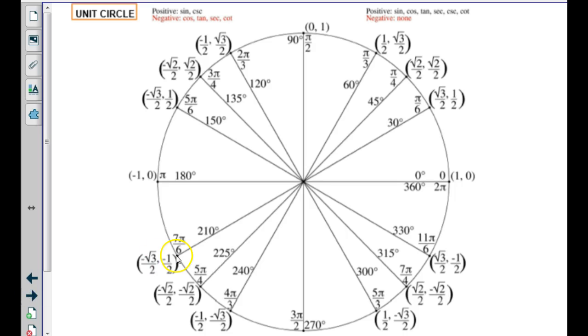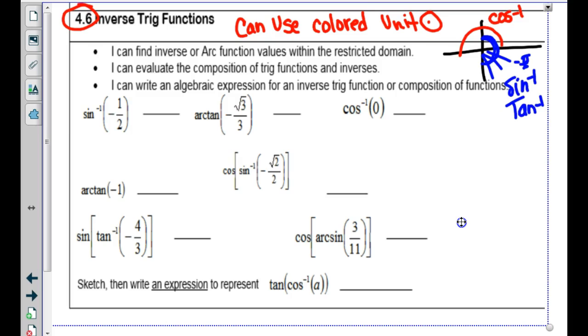So where's the sine negative 1/2? Would it be down here? And what would you call that? Yes. And you can use your colored unit circle and it should have that.